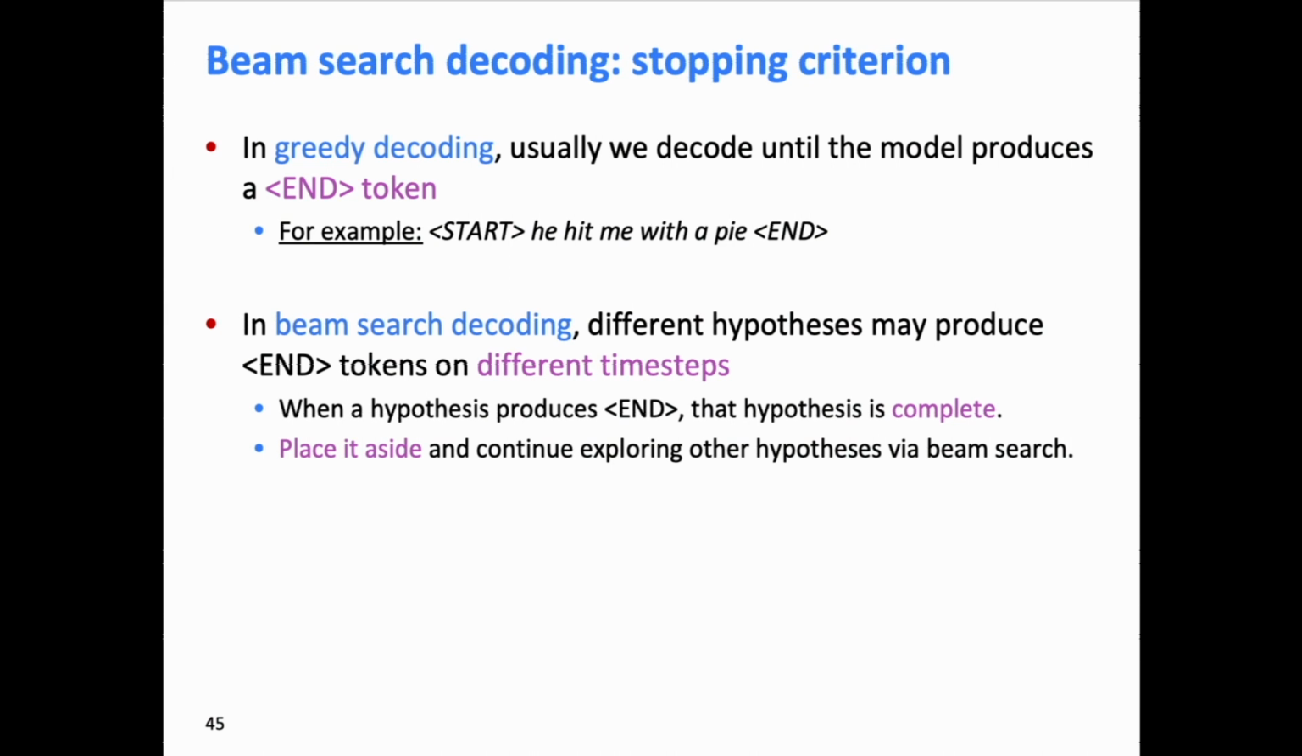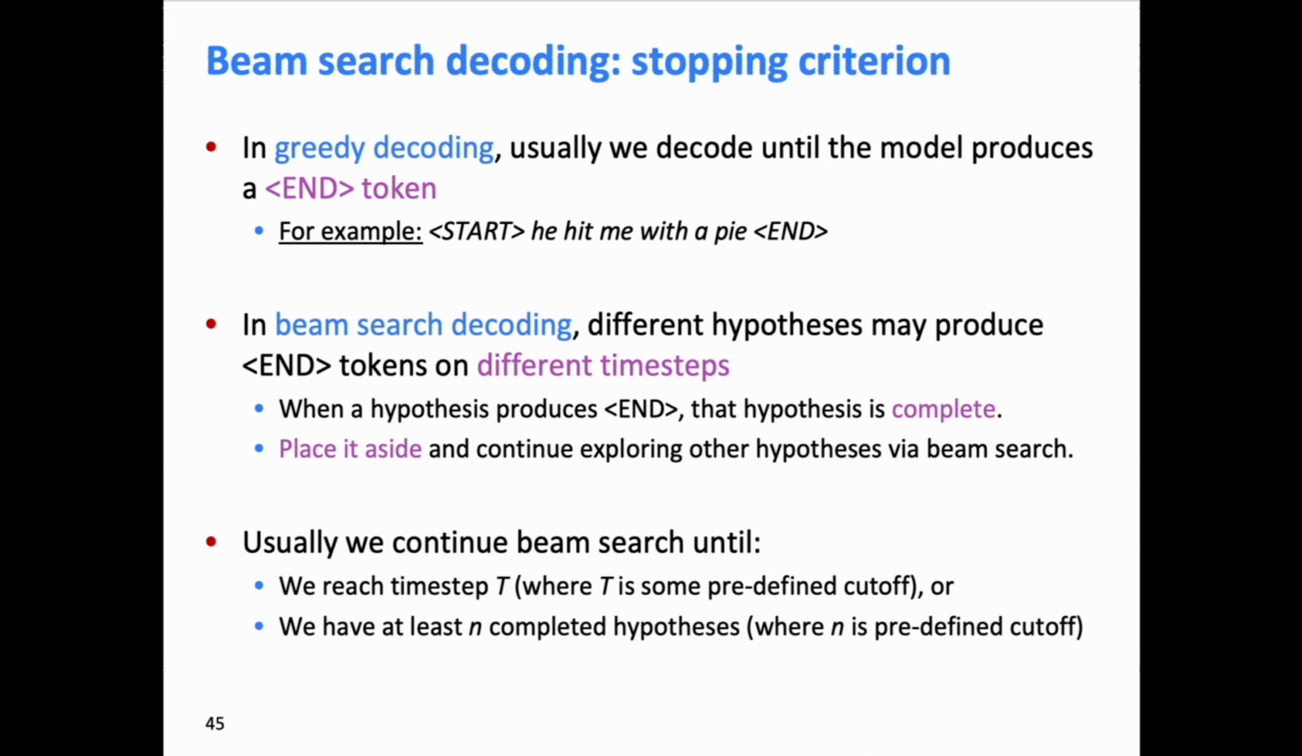So what we do in practice is when a hypothesis produces the end token, then we regard this hypothesis as complete, and we place it aside. We have a collection of completed hypotheses. So we take it out of beam search. We no longer keep exploring it because it's finished. And you continue exploring other hypotheses with beam search. So the remaining question is, when do you stop doing beam search? When do you stop iterating through this algorithm?